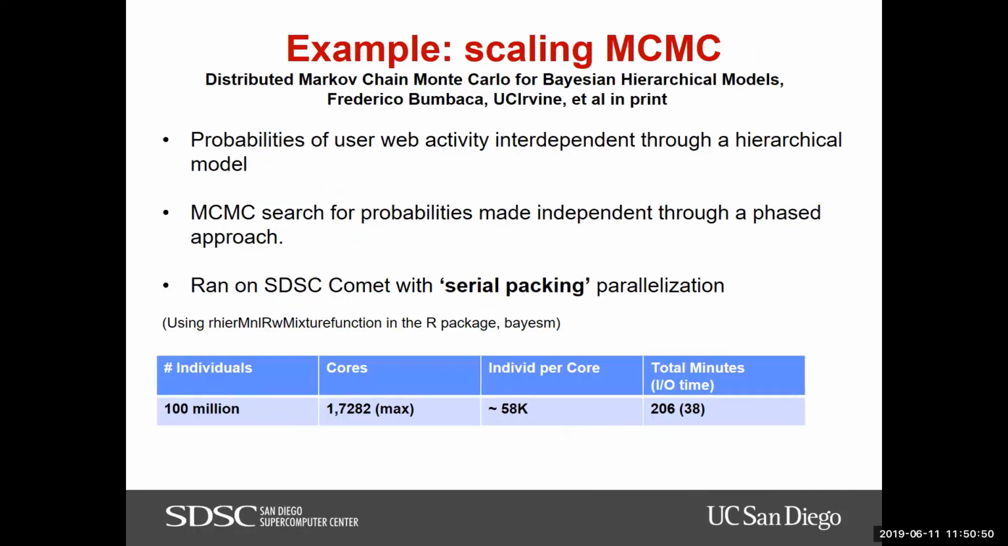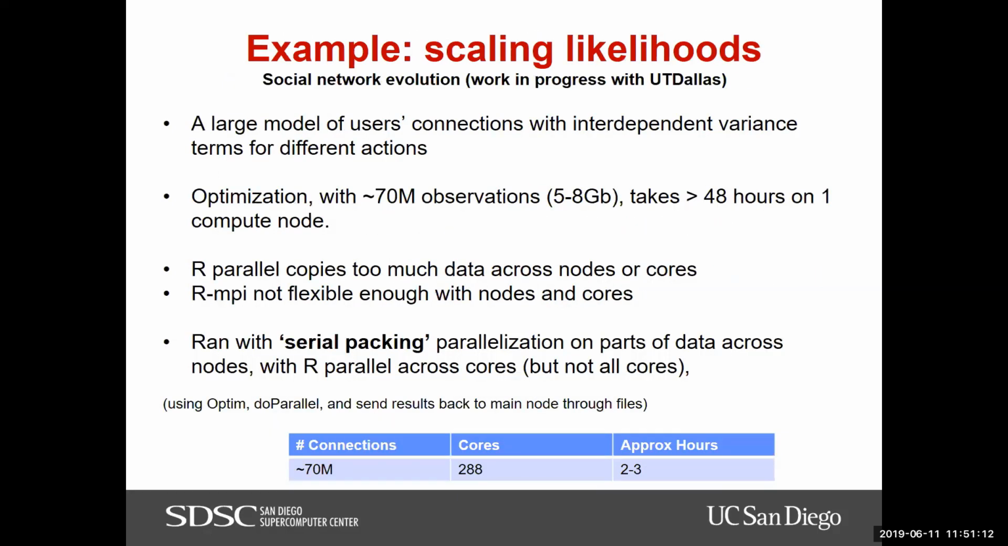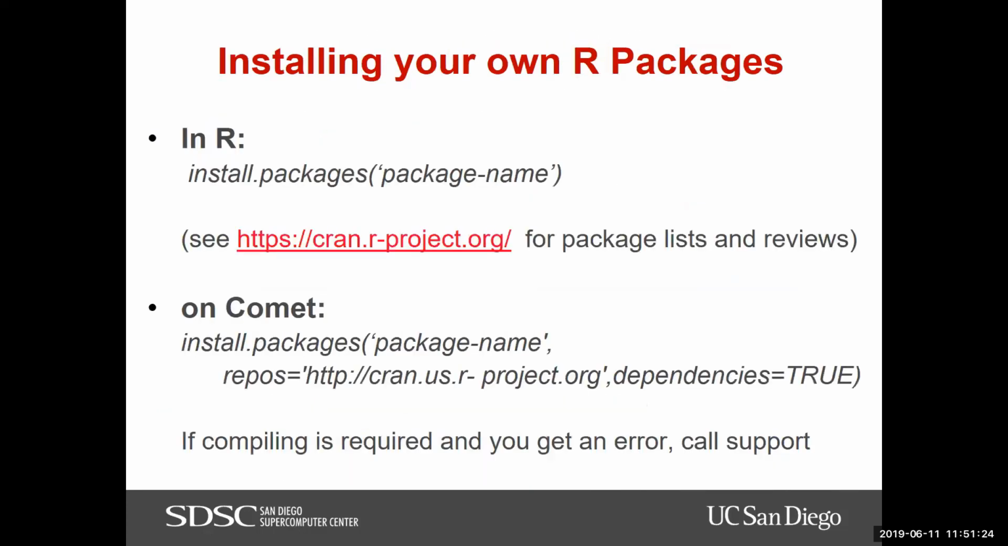I'm not going to go through these details, but lately, these are just some examples of big R projects we've had, scaling MCMC, Markov chain Monte Carlo methods. I actually had two of those examples recently, running on Comet. Like I said before, there's another example of scaling likelihoods. This was an example with 70 million observations. It just took too long on one compute node, and we had to parallelize it.